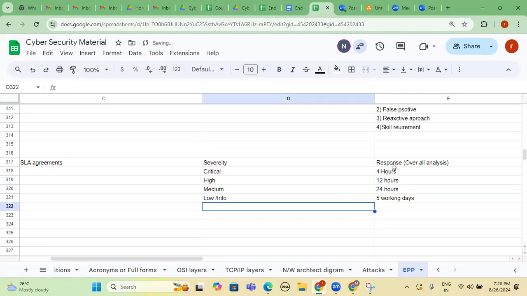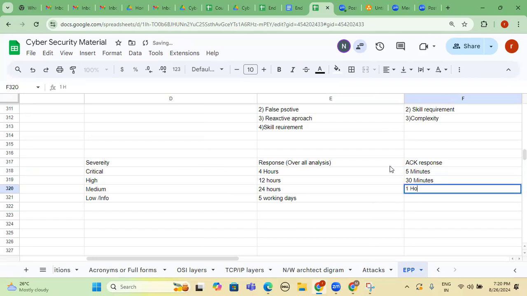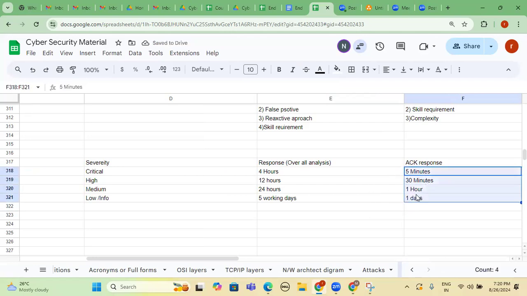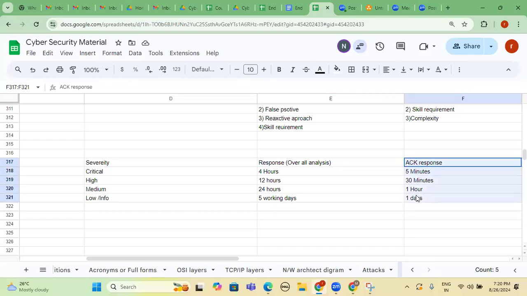Yeah, you can say this, but acknowledgement time is very, very important. Acknowledgement time or acknowledgement response. It's 5 minutes only. It's 30 minutes. It's 1 hour. It's 1 day. So this is acknowledgement time. Acknowledgement time is different and response time is different. When you say response, it is the overall incident investigation, and immediately we have to respond back, stating that yes, we are working on this one.